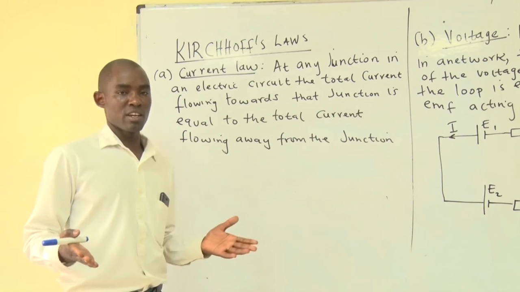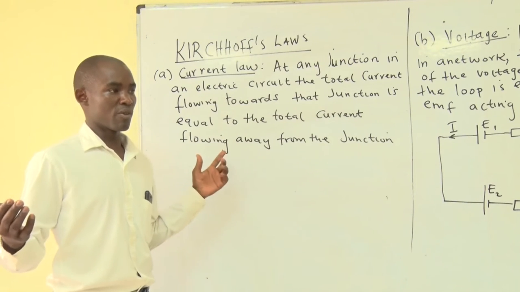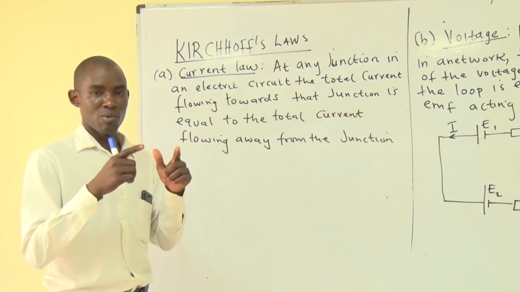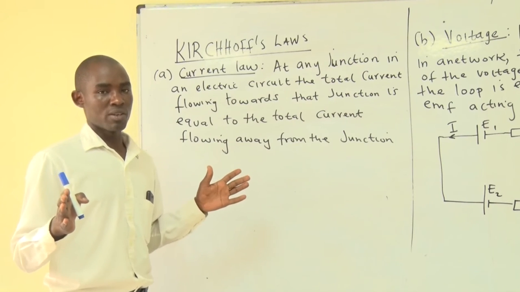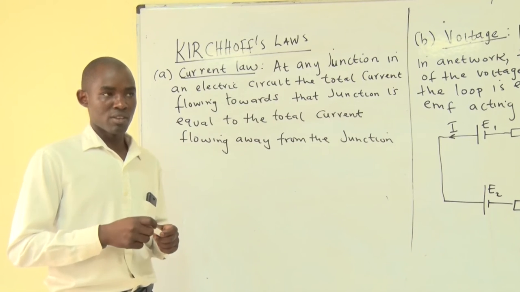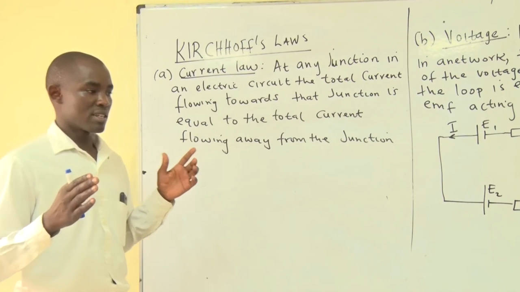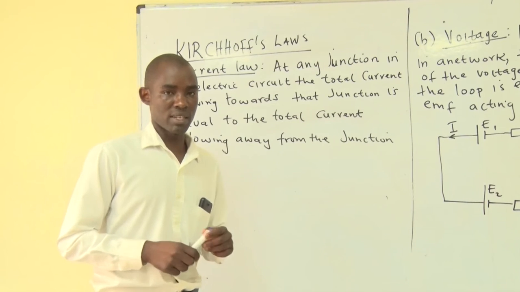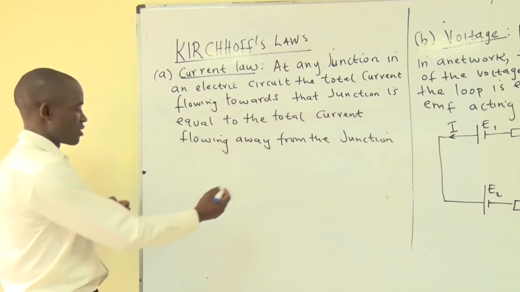So basically, just like water, if you are having two streams flowing into a common point, the water draining into that point will be equal to the same water that will be leaving that point, irrespective of the number of channels it will use to exit that point. So it says the current draining into a common point will be equal to the current that will be leaving that particular point. So we can draw it like this.